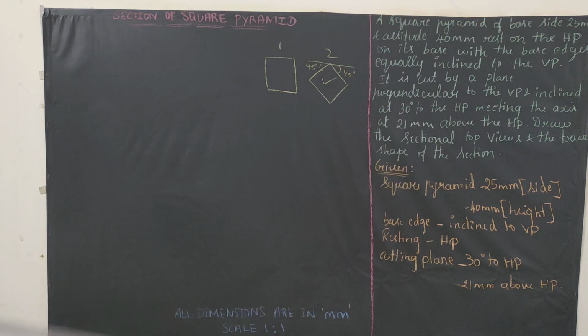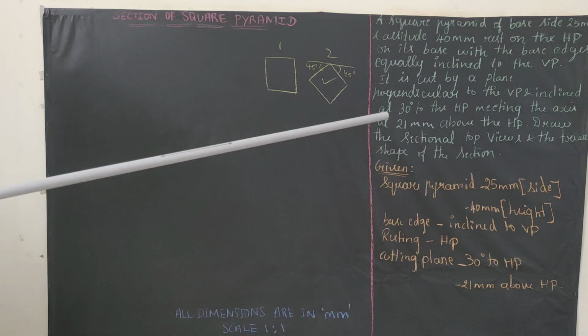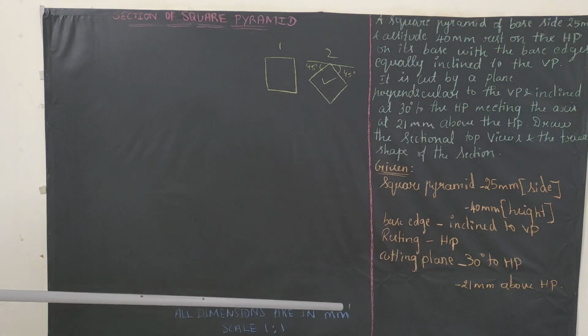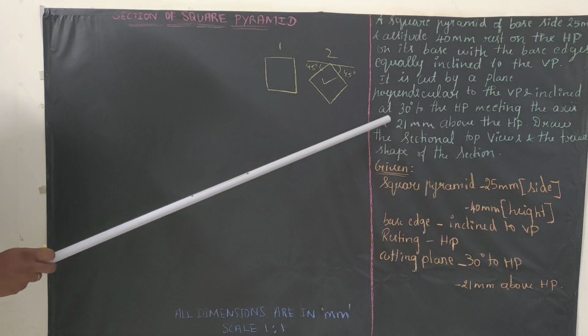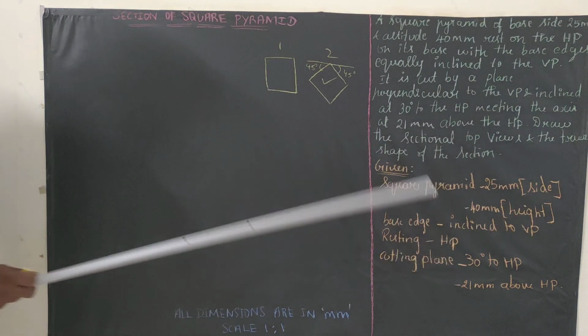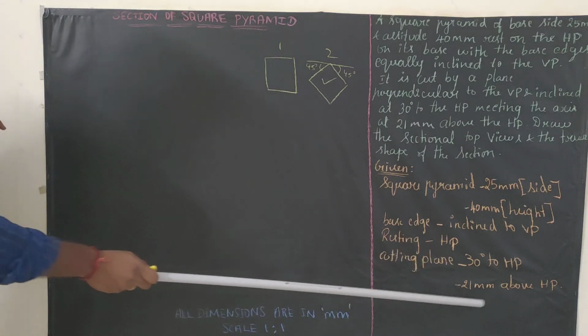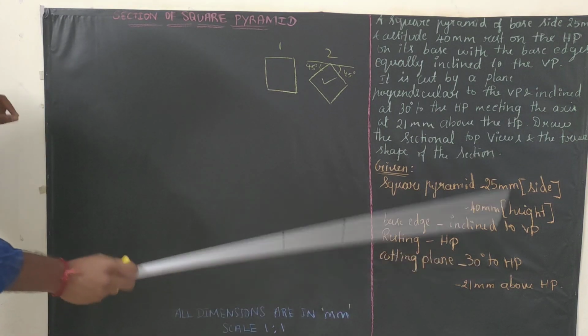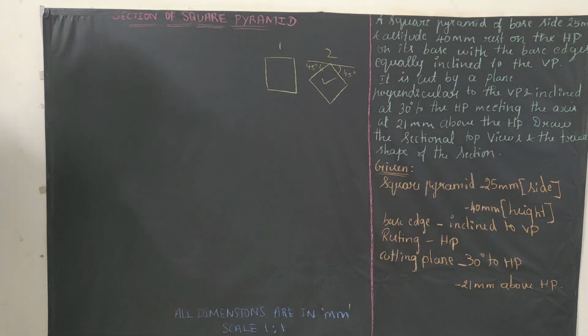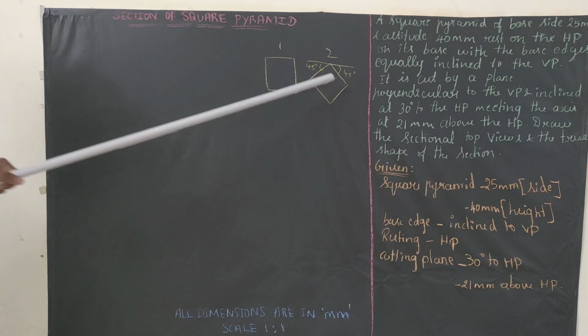It is cut by a plane perpendicular to VP and inclined at 30 degrees to HP. Regarding the cutting plane, it is inclined 30 degrees to HP and passes 21 mm above the HP. So from the base, 21 mm above HP, we are going to draw a cutting plane at 30 degrees with respect to HP. Draw the sectional top view and true shape of the section, that's what they said. It's very easy. Initially we will be going with this type 2 square.